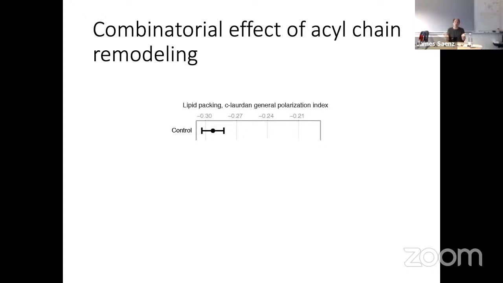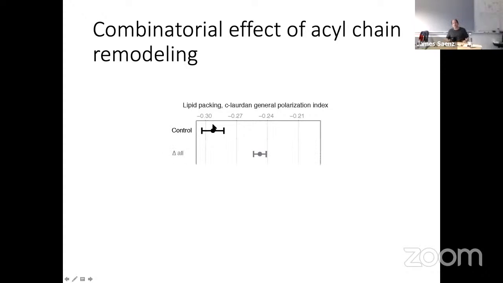So it's a robust global readout of changes in the membrane's physical state. Okay, and we measure Laurdan, we get a value called the general polarization index, which can range from 0.5 to minus 0.5 practically. Positive values are less fluid and negative values are more fluid. Okay, so our control mixture here, starting point, has a value of about minus 0.3.